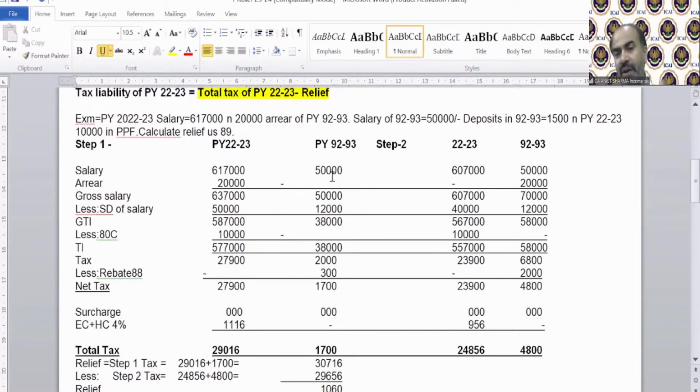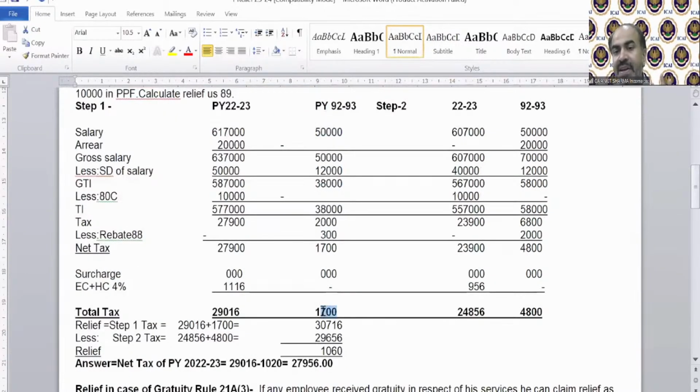So this income tax will be given in the question. Income is 50,000. I have solved this like this, but do not worry. In the examination, the examiner will give that the salary is 50,000 without including arrears. The tax is 1,700 rupees. These figures we do not need to calculate. I just calculated it for you, but you need not calculate because in the examination it will be given: 50,000 salary or other total income of 92-93, and the tax on that is 1,700.